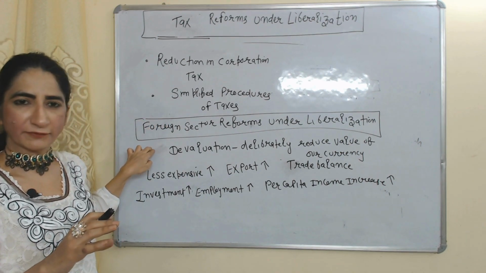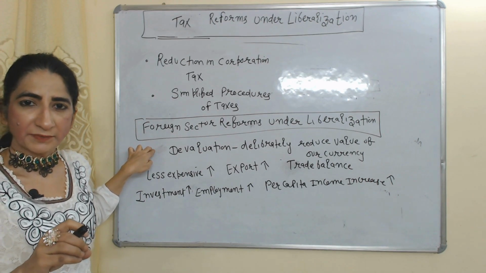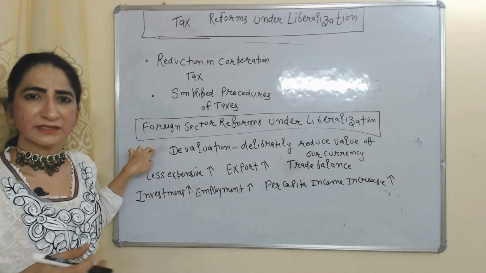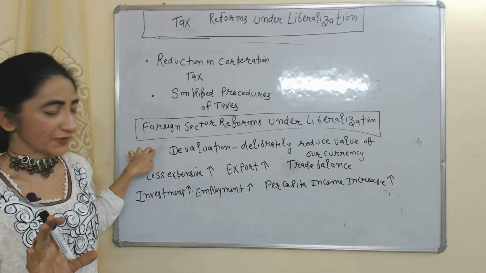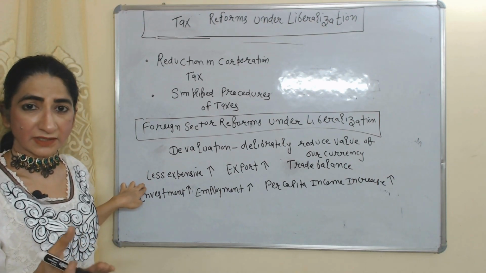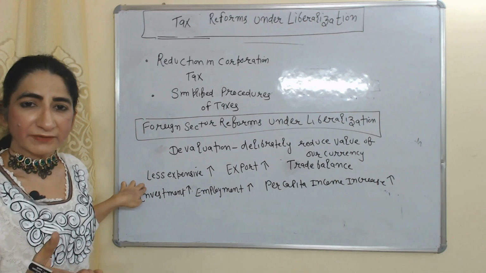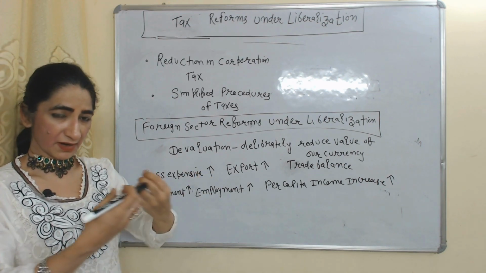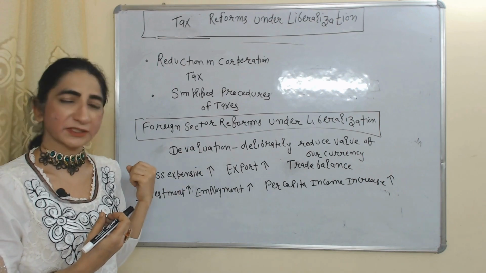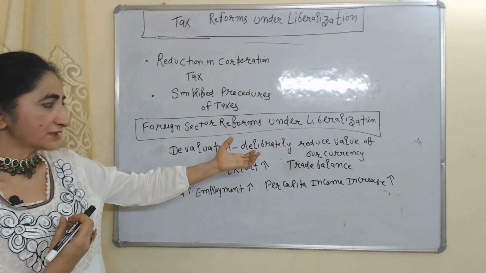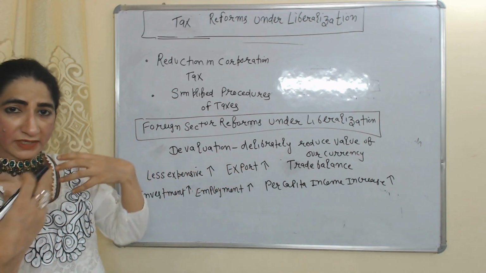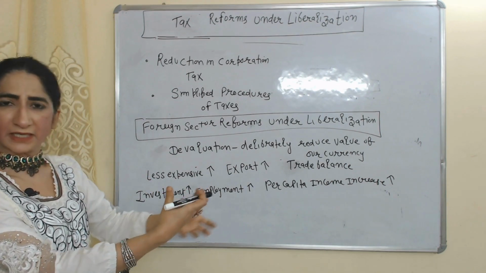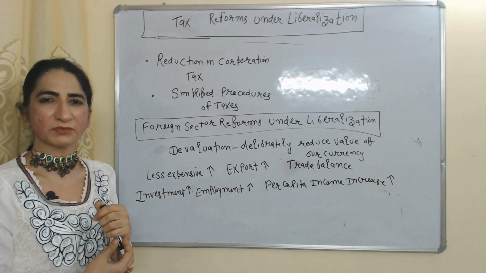Next is foreign sector reforms under liberalization. Under liberalization, the government did devaluation of currency. Devaluation means deliberately reducing the value of currency. When currency value reduces, that means our currency becomes less expensive. When our currency becomes less expensive, our exports will increase, as people will demand more of our goods. As our exports increase, the trade balance will improve. That means more money is coming into our country. If more money is coming in, investment, employment and per capita income will also increase. Eventually our economy will grow.